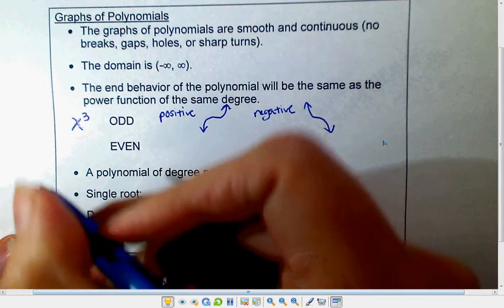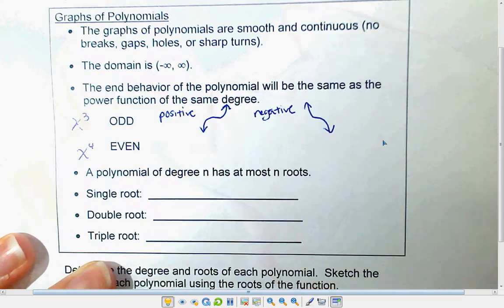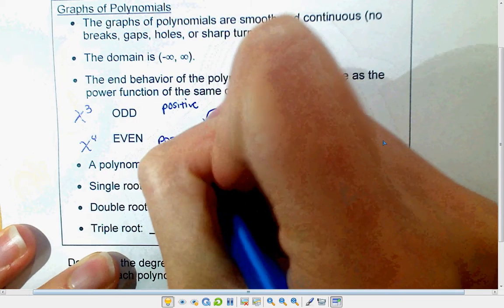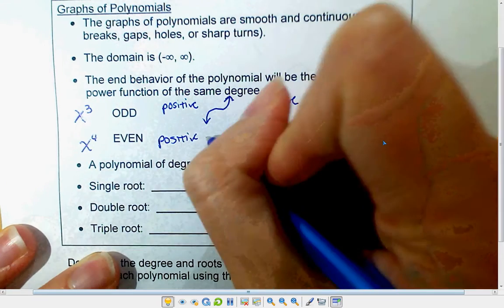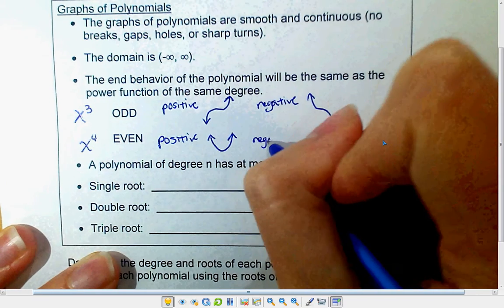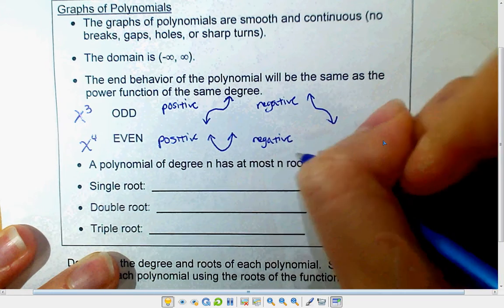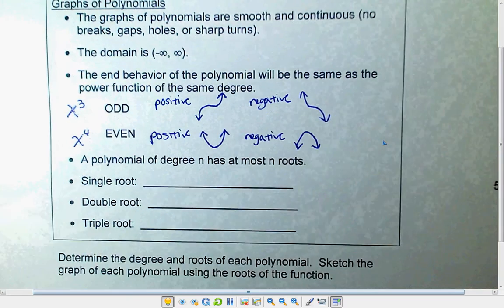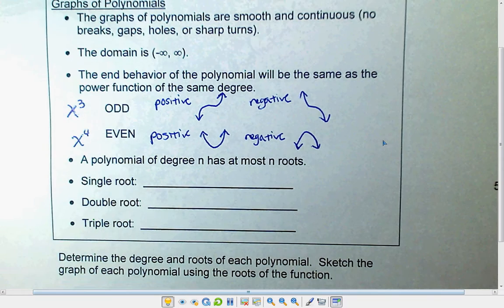Any even polynomial is going to look like the quartic function from yesterday. Again, if it's positive, it's going to look like our parent function, which just means it's going up on both sides. But if it's negative, again, it's flipped across the x-axis, so now it's going to be opening down instead of up. So that's what the end behavior of your polynomial will look like.